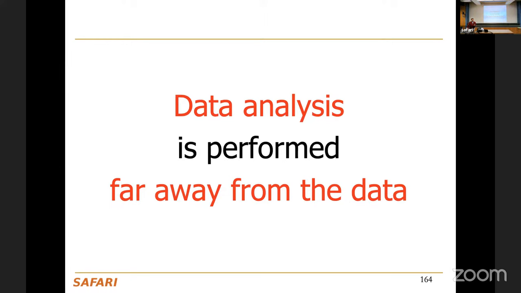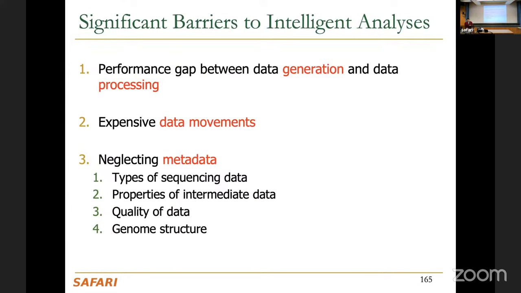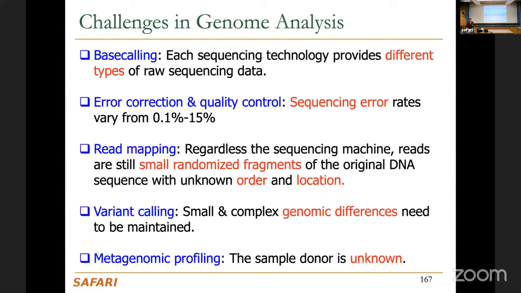And the other reason for the barriers to exist is that we're neglecting a lot of metadata. For example, we have the signal data, but this is usually hard to analyze. We're converting or somehow compressing it to the ATGCs. So this means that we're losing perhaps a lot of data that may carry useful information for us to make even more accurate analysis.